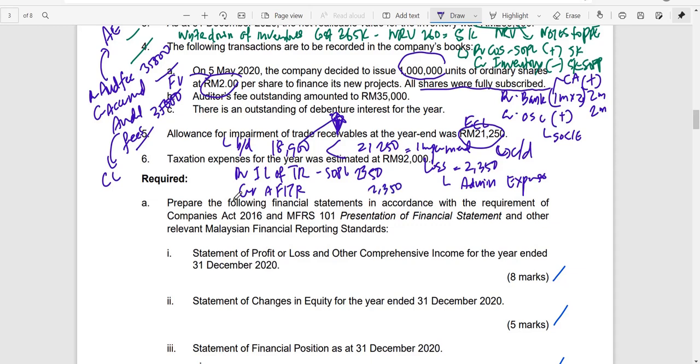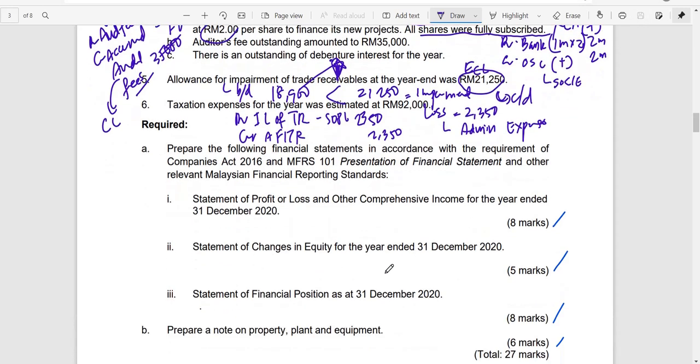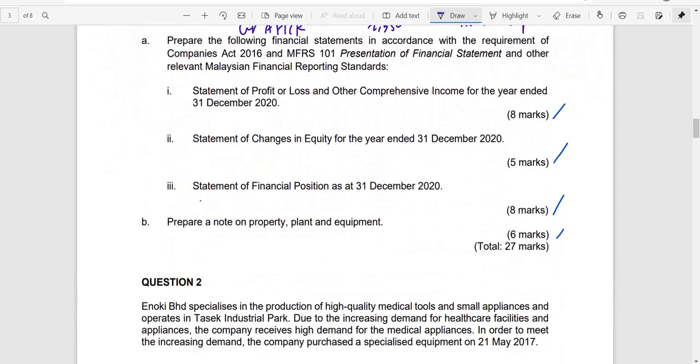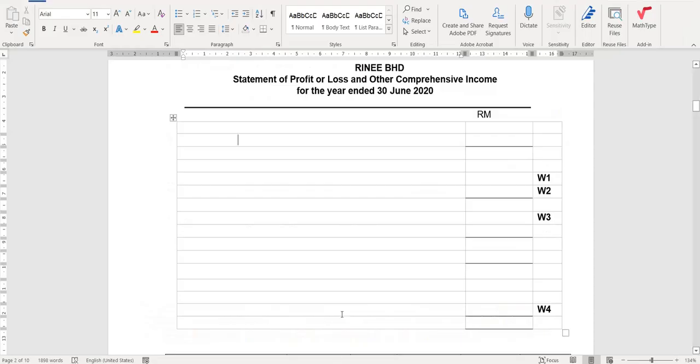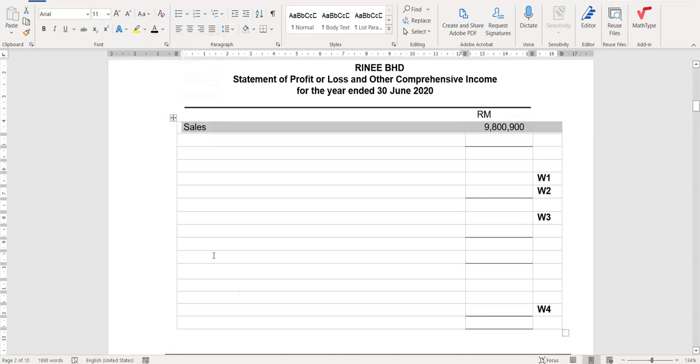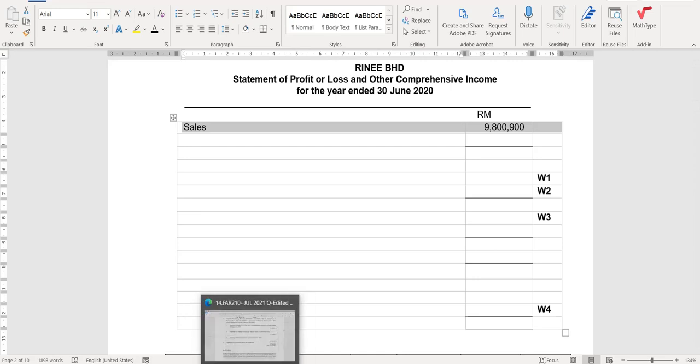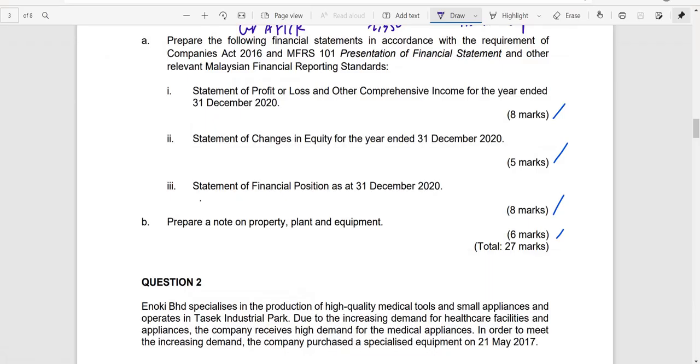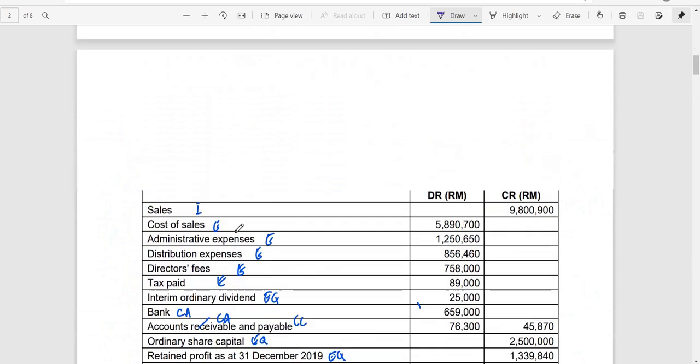So we can now do our question, which is doing the answer now. So we will start with the statement of profit or loss. Okay, we will start off with the first item. We will start with the sales or the revenue. And the revenue for this company, you can take from the trial balance, right? It is from here, the one here.